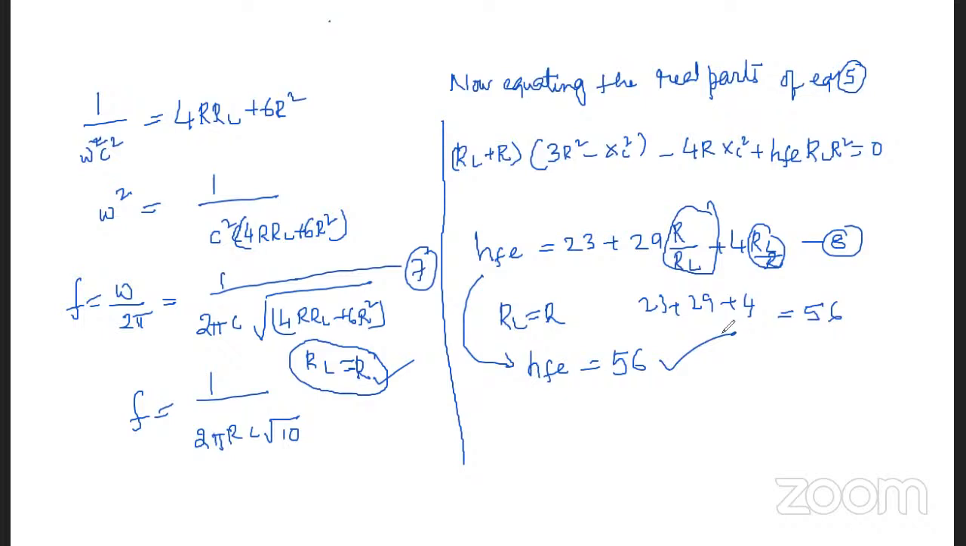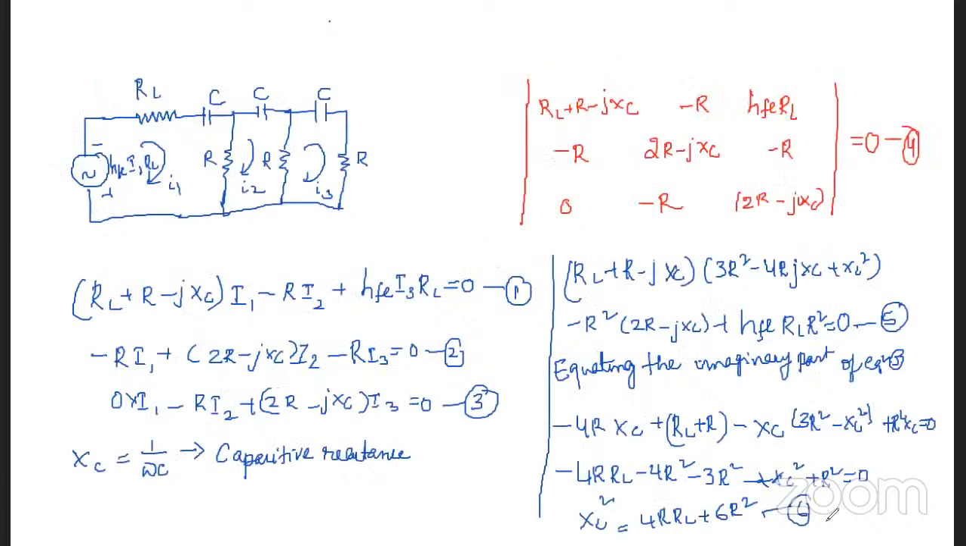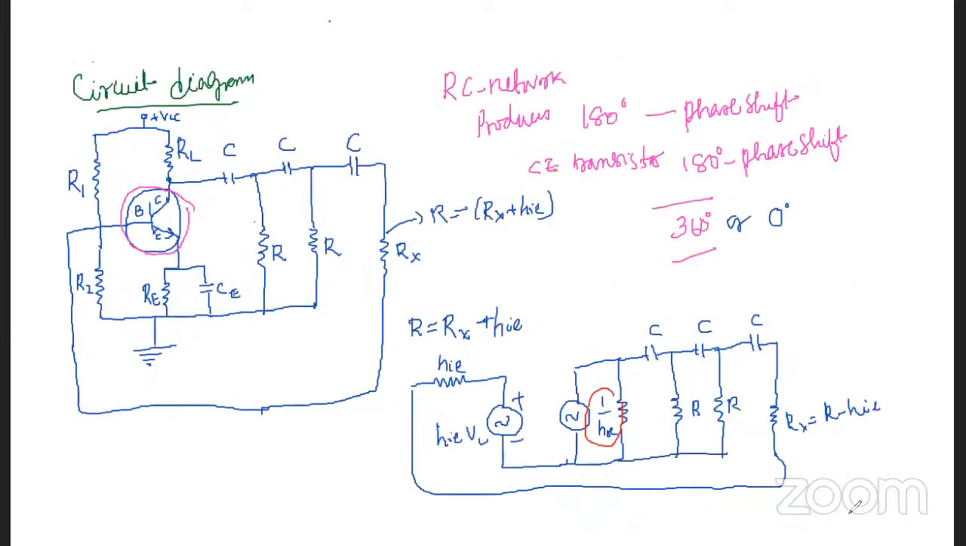So for sustained oscillations in a phase shift oscillator, the minimum value of the forward current gain ratio of the transistor should be 56. So this is what we have about the phase shift oscillator. We have studied the phase shift oscillator.